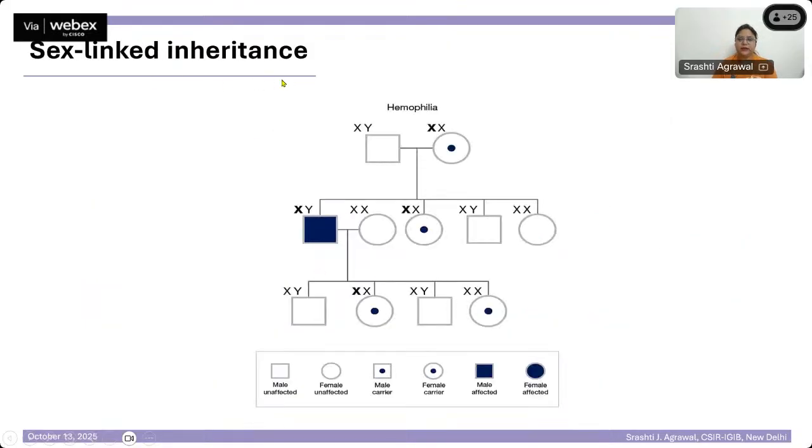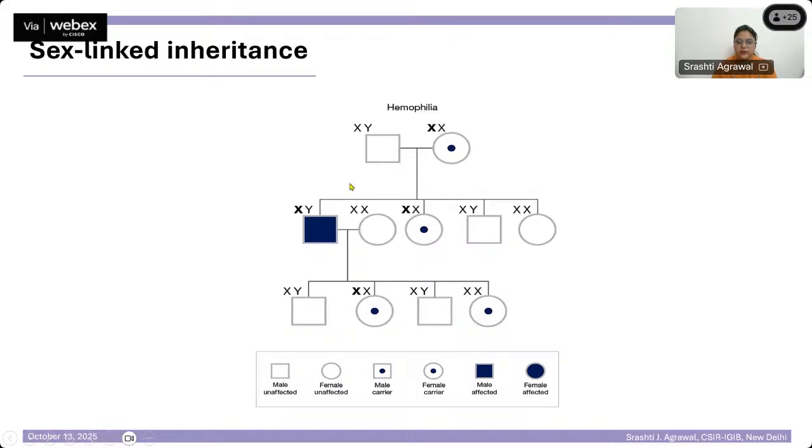Then we have linked inheritance. If the mutation is not present in the autosomes and is present in either the X or Y chromosome, then either X-linked recessive, X-linked dominant, or Y-linked inheritance can occur. For example, hemophilia, which is an X-linked recessive disease. You can see, even though this female had one copy mutated, she is still not manifesting the disease. However, with just one affected copy, this male is showing the phenotype of hemophilia.